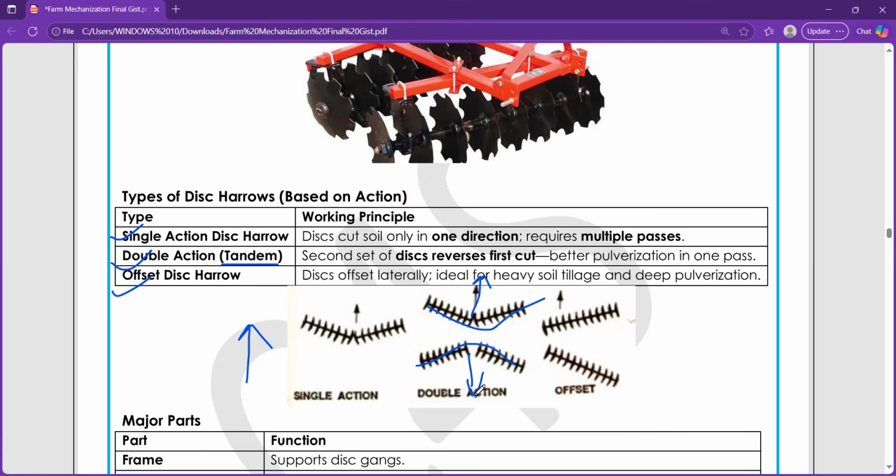Next we have the offset disc harrow. In this, what happens? The first disc harrow part will throw the soil to its left, and this one will throw the soil to its right. So in this way, this will also help in pulverization. But there are also instances which will require multiple passes. So one of the most efficient action disc harrows is the double action here.